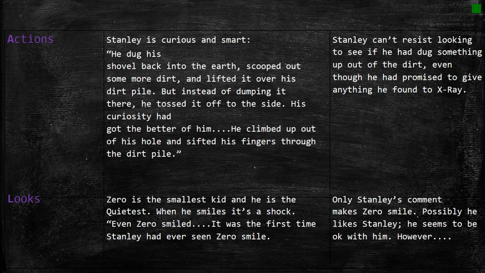Okay, the next one, looks. Zero is the smallest kid and he is the quietest. When he smiles, it's a shock. "Even Zero smiled. It was the first time Stanley had ever seen Zero smile." And it goes on and on. Only Stanley's comment makes Zero smile. Possibly he likes Stanley. He seems to be okay with him. We can go into detail, but what I wanted to talk about is the look, the smiling. That's a physical characteristic of someone, and there is meaning behind that, and it tells us about the character.